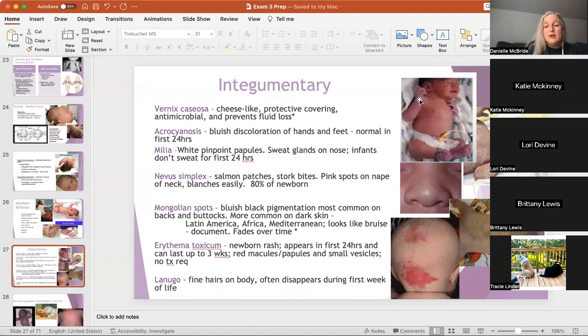Acrocyanosis. This baby here is a good example of acrocyanosis. You can see how he's pink in the middle, but look at his hands and feet. Okay, they had that bluish look. So acrocyanosis is a normal finding. Milia, what do you think milia is?